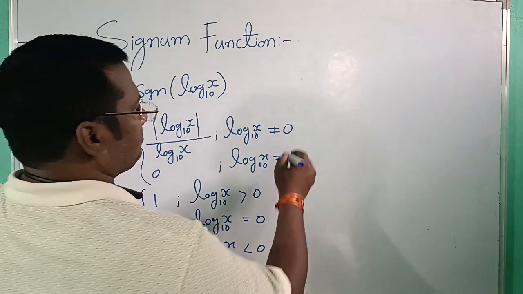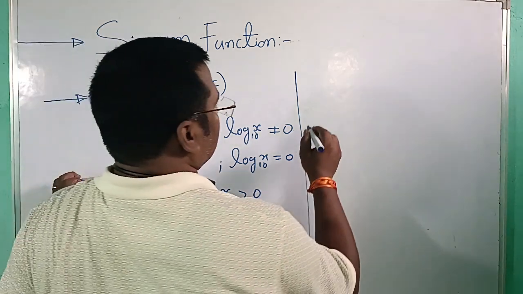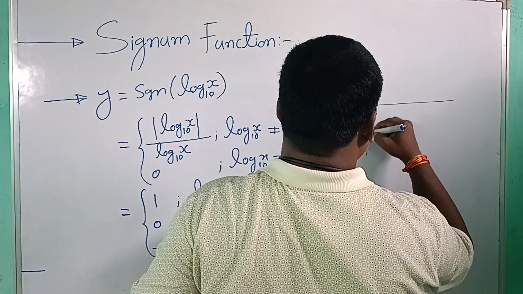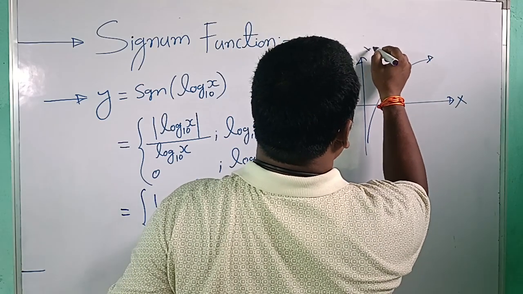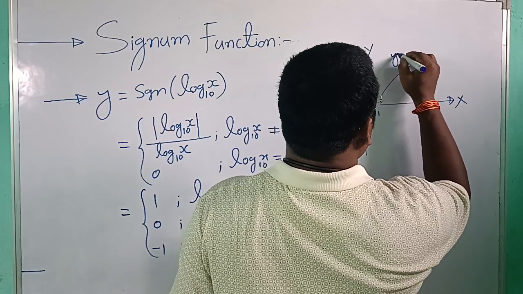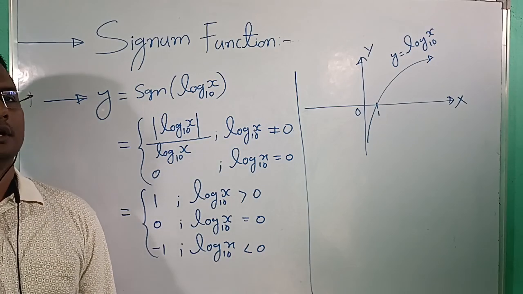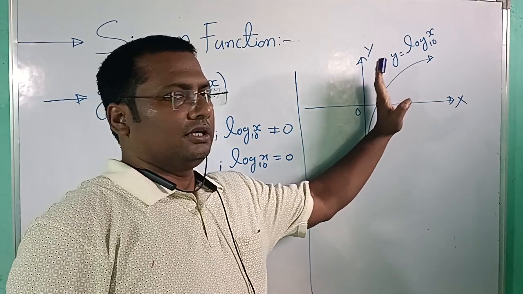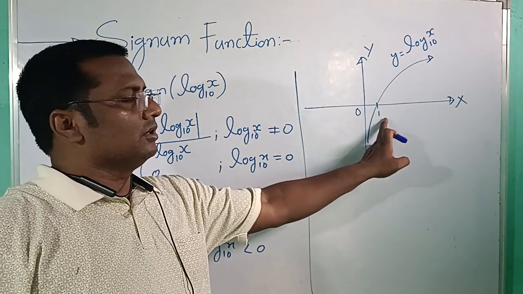Now it will be clear from the graph of log x. This is the graph of log x base 10. So this will be 1 for x greater than 1. This will be minus 1 for 0 to 1. This will be 0 when x equal to 1.